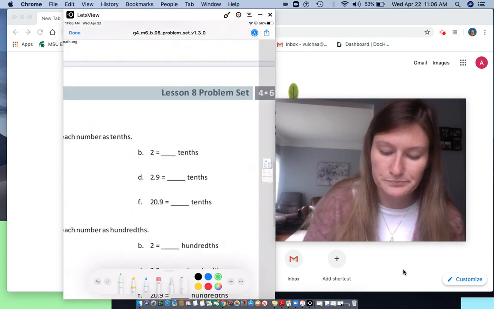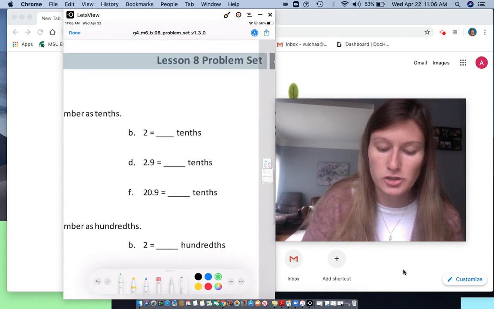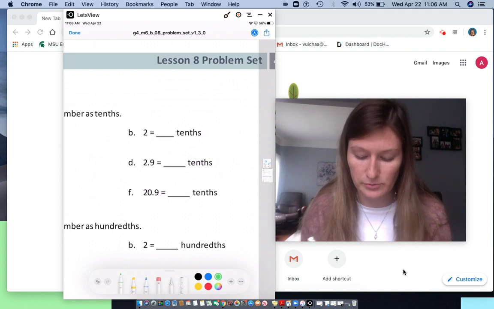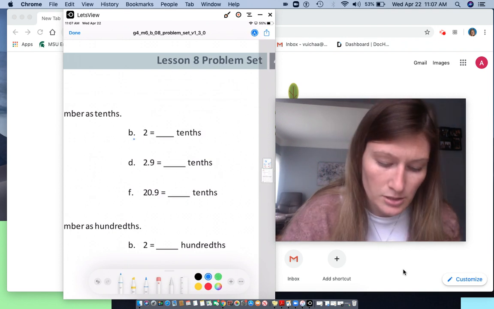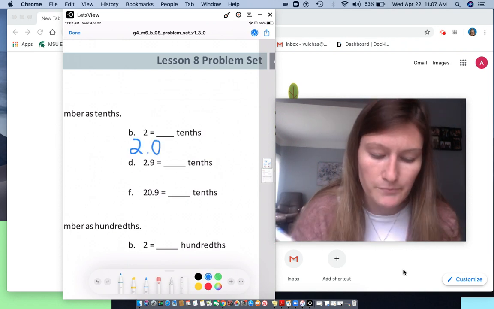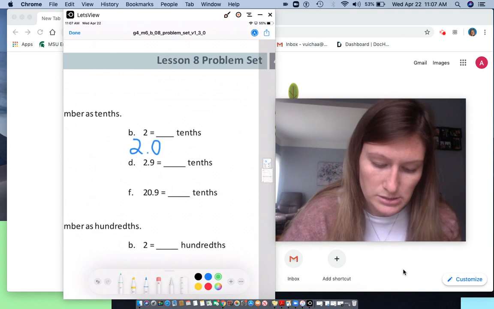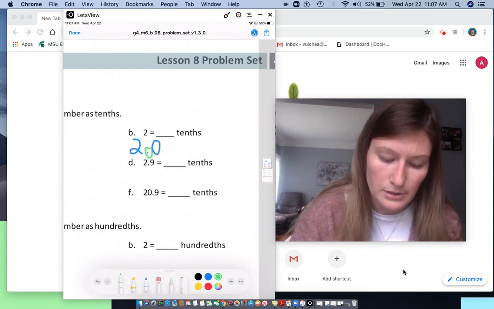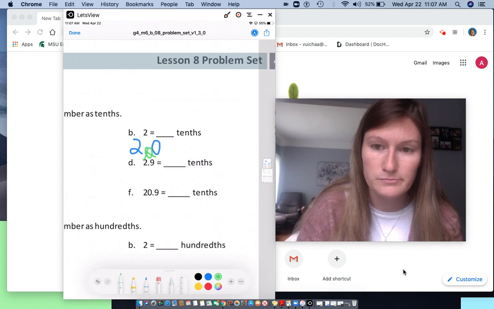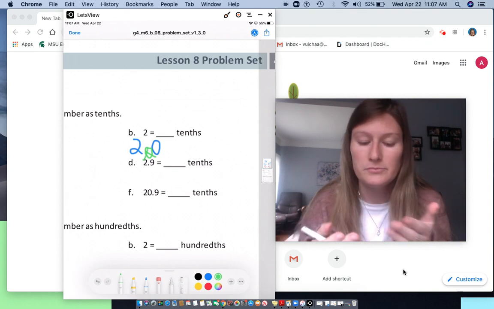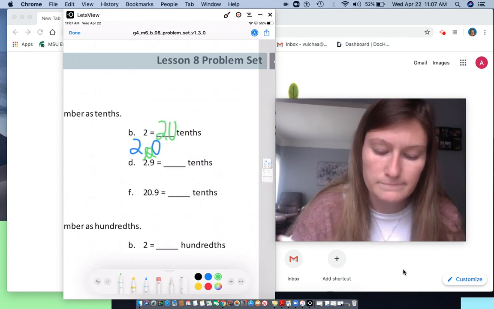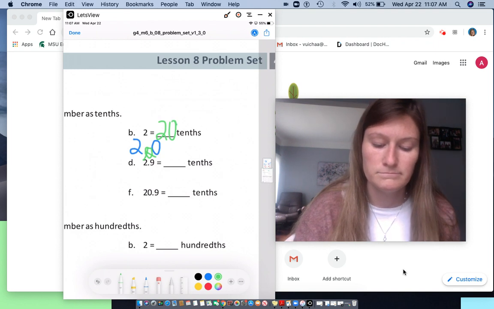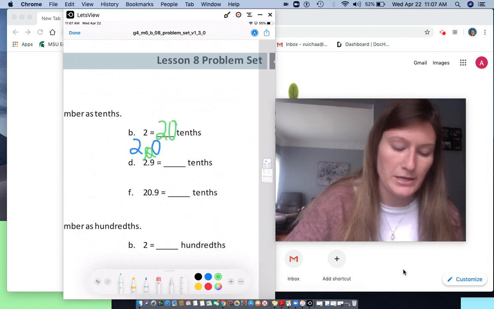So again, 2 equals how many tenths? Well, let's write 2 as a decimal. 2.0. Take away the decimal. What's our answer? What's 2 and 0? 20. Okay, that's how you do B.